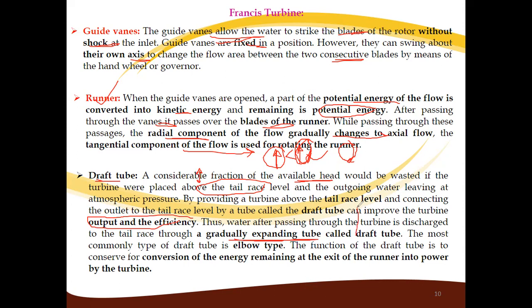Now, I have covered this draft tube part in the hydroelectric power plant also. So the most commonly used draft tube type is the elbow type of draft tube, and the function of the draft tube is the conservation of energy remaining at the exit of the runner into power by the turbine. So that is the function of the draft tube.